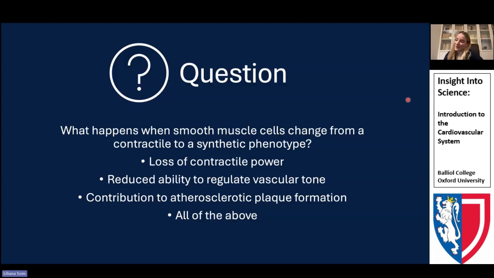So I wanted to ask if you could think of consequences this transition could have. What would happen to smooth muscle cells that change from this contractile phenotype to a synthetic phenotype?